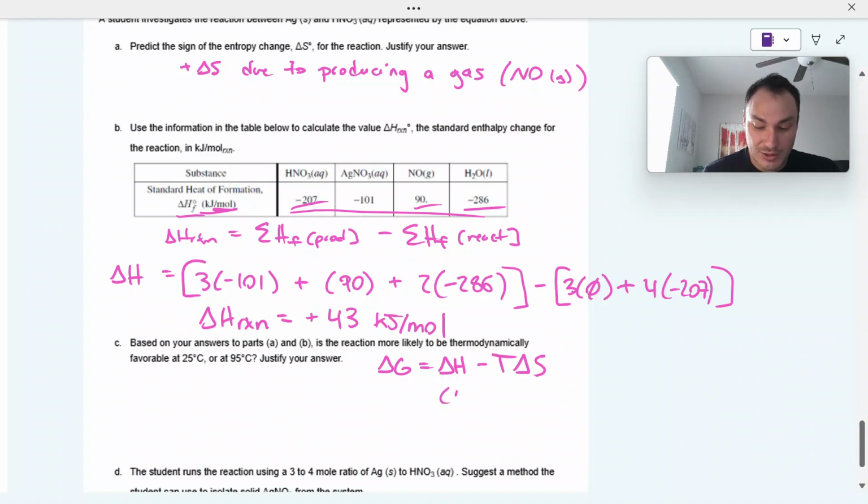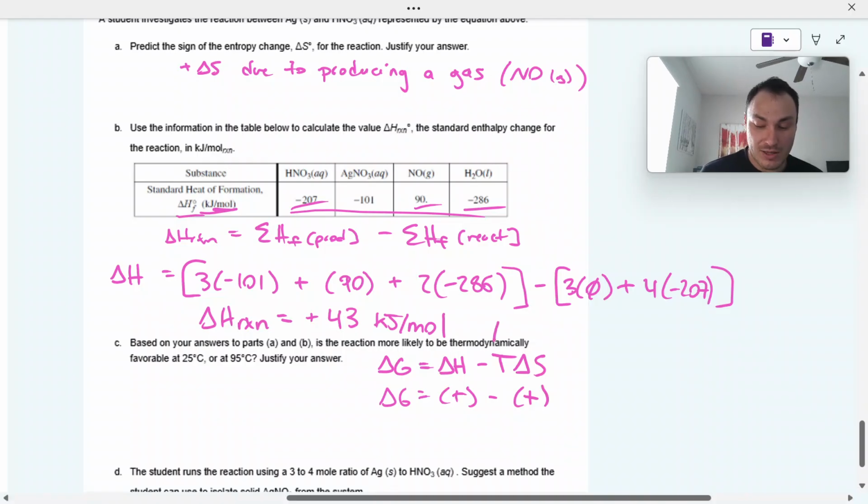Delta H is positive. We just calculated that. And delta S we also predicted to be positive. So we have a positive and we're subtracting a positive. If we want delta G to be negative, because negative means favorable, we want to raise the temperature. We want to make this second half of the equation bigger than the first half, because if we're taking a positive and subtracting a positive, if that second positive is bigger, then we're going to end up with a negative. So we want to raise the temperature so that this second portion is the bigger positive and we end up with a negative. So the answer is 95 degrees Celsius.